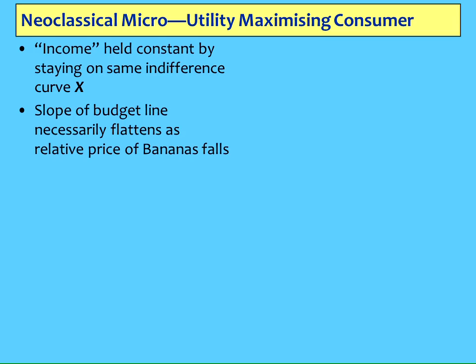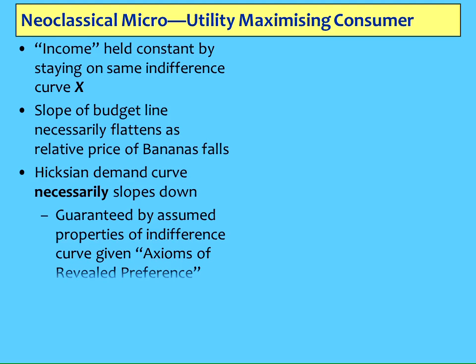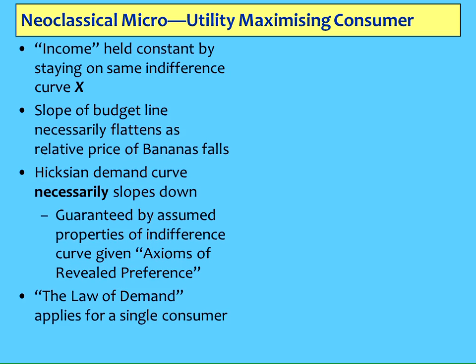Now, what's actually happening is you're holding the income constant by keeping them on the same indifference curve. And therefore, the budget line necessarily flattens as you reduce the price. It's basically giving you the tangent to that indifference curve, and therefore it necessarily slopes downwards, because using the axioms of real preference to begin with, that's the shape that indifference curves must have. That applies for a single consumer.